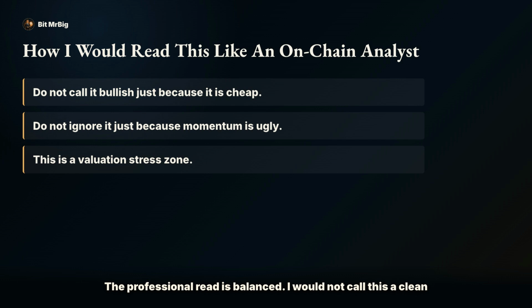The professional read is balanced. I would not call this a clean, bullish confirmation. Cheap can become cheaper, especially when liquidity is poor and holders are still defensive, but I also would not ignore the signal. When AVIV compresses toward lower valuation bands while price trades below the true market mean, the market is telling you that investor value is under pressure. These are the zones where long-term opportunity can begin to form before the emotional consensus feels ready.